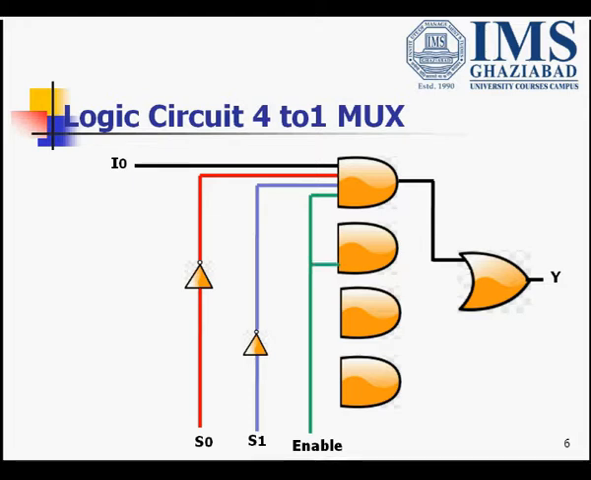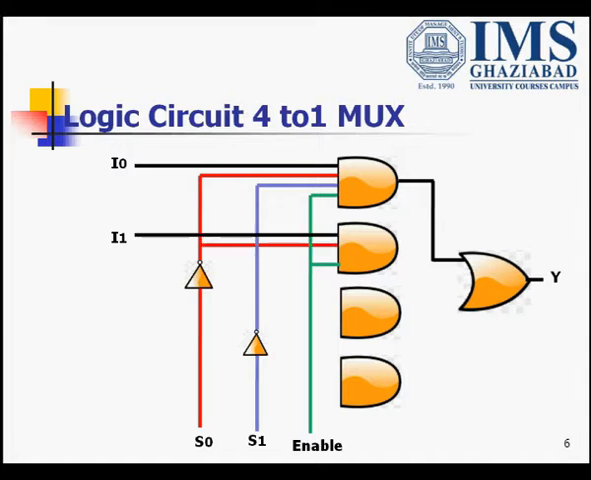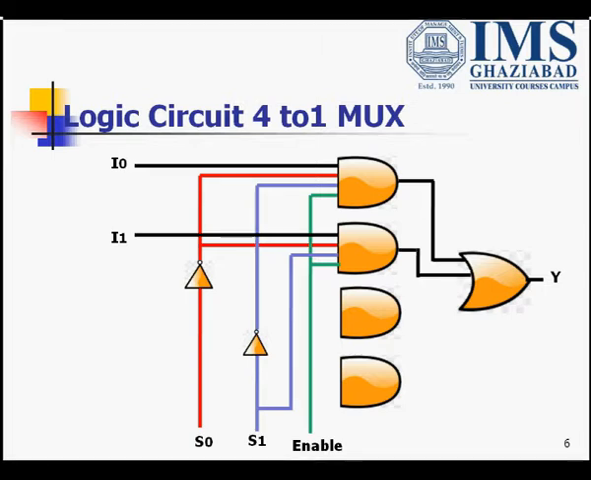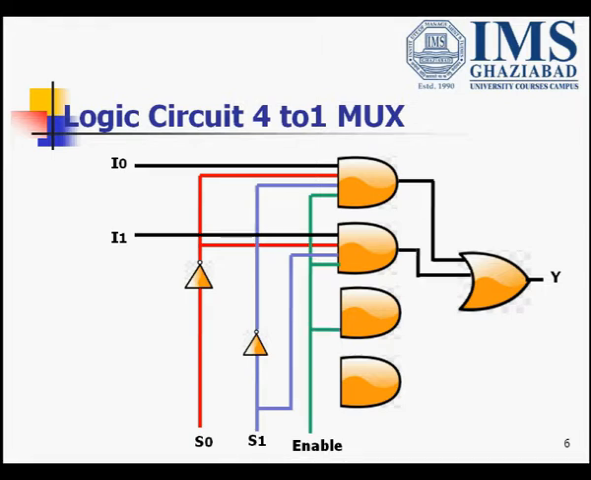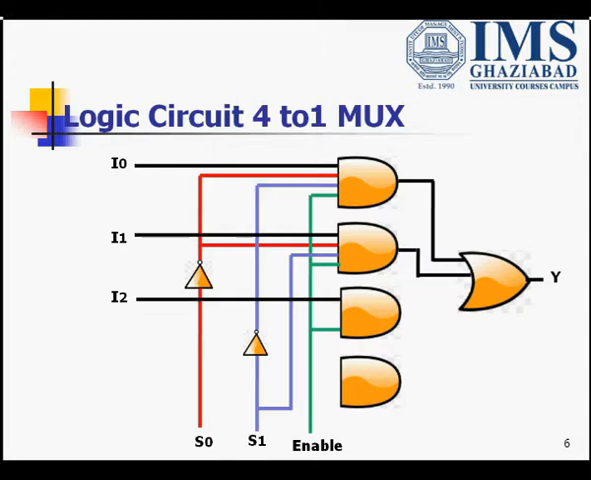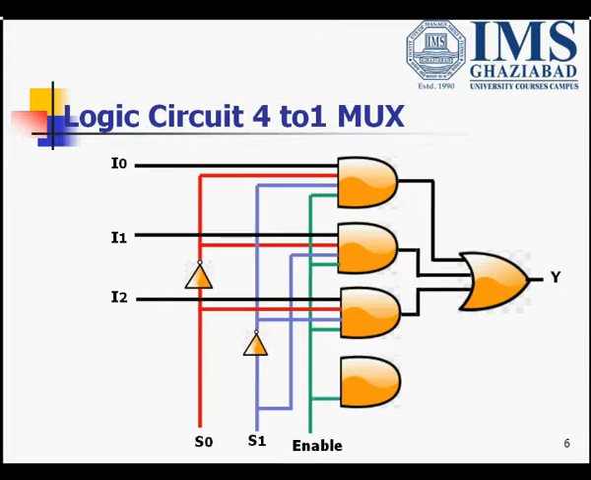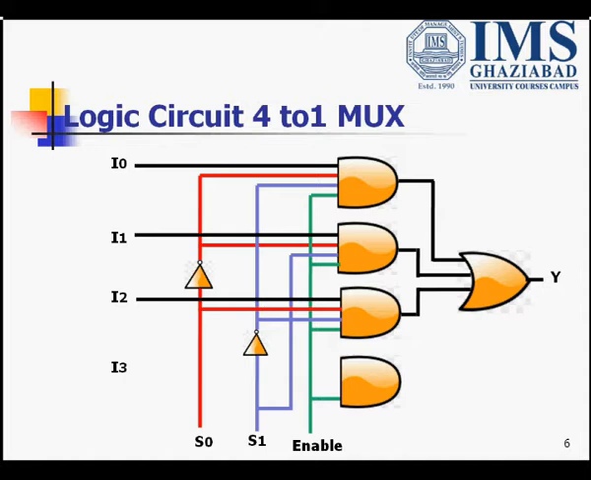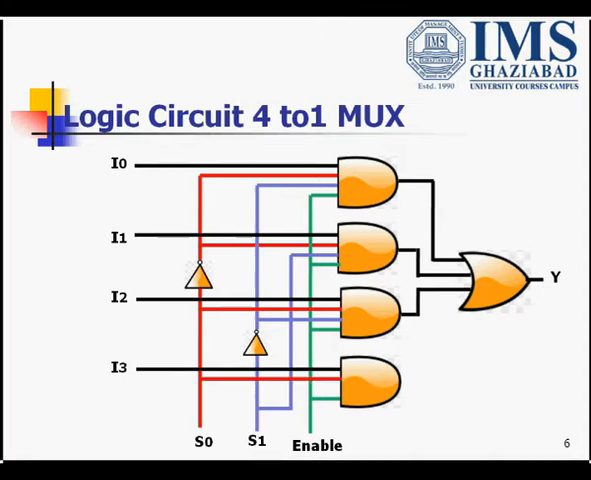Similarly, we have for second AND gate I1, S0 negated form, S1 direct form. For third AND gate we would be having enable I2, S0 in the direct form and S1 in the negated form. In the fourth AND gate we would be having enable I3, S1 in the direct form and S0 as well in the direct form. This is the circuit diagram for 4 to 1 multiplexer. Let's see how it is working.